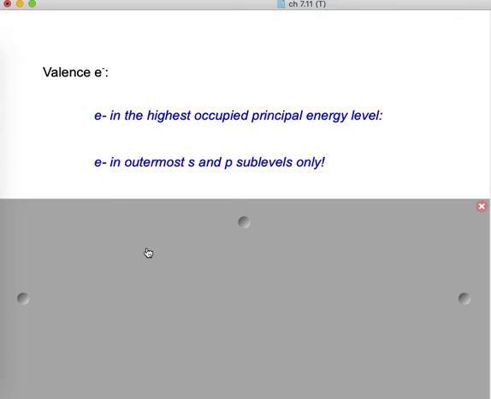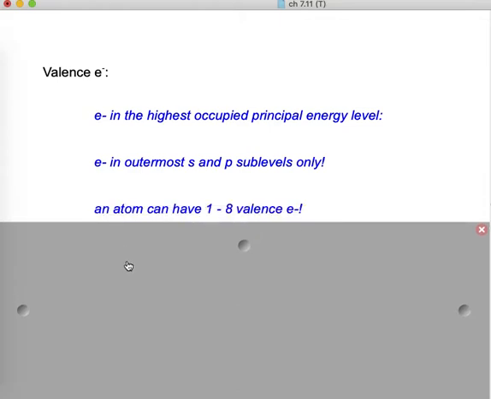If you write the electron configuration for an atom that has electrons in s, p, and d sublevels, you will see that only the s and p electrons are in the highest occupied principal energy level. Okay? And therefore, because it only corresponds to s and p, an s sublevel can hold 2, a p sublevel can hold 6, an atom can have between 1 and 8 valence electrons.